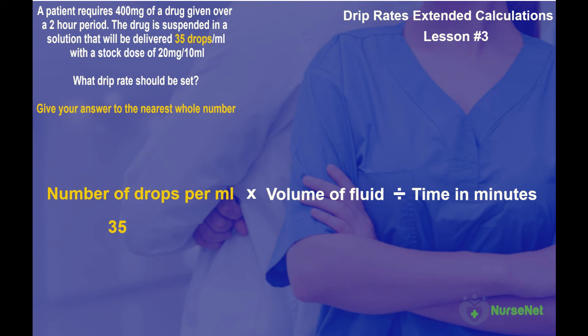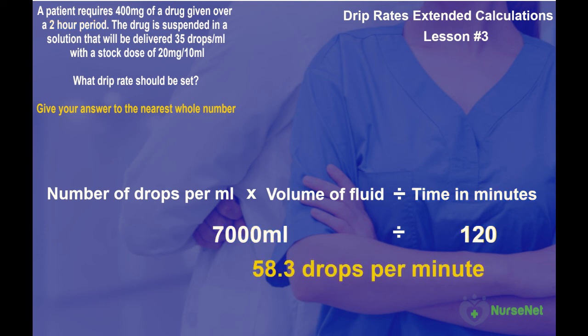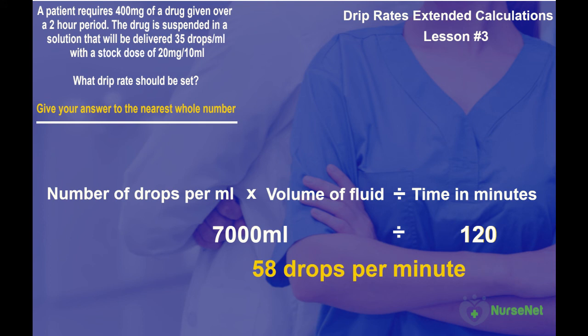Now we can crunch the numbers. Number of drops per milliliter, 35, multiplied by the volume of the fluid, which is 200 milliliters, we get 7,000 milliliters. 7,000 milliliters divided by 120 minutes gives us 58.3 drops per minute. Now rounded to the nearest whole number, we get 58 drops per minute.